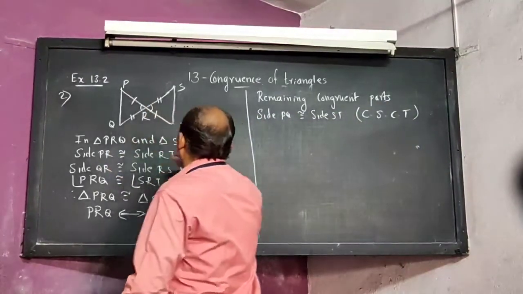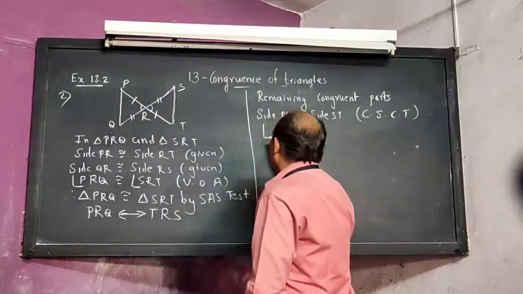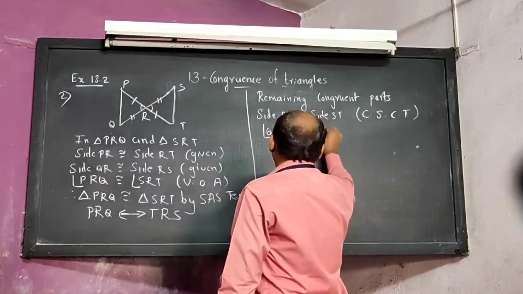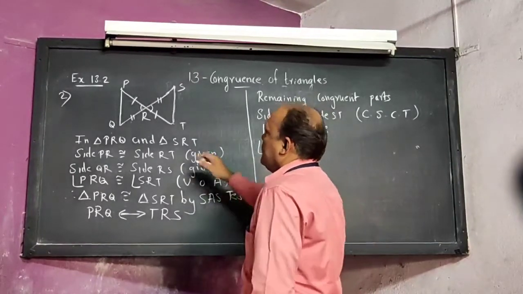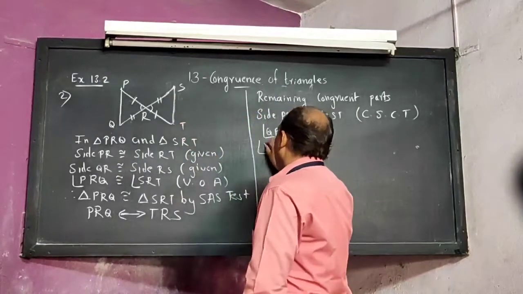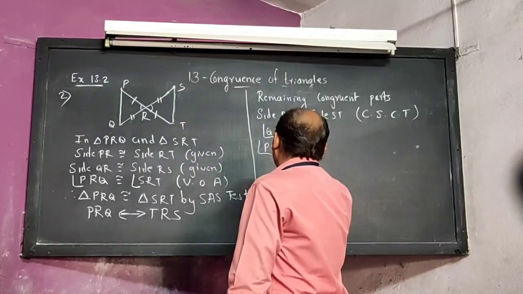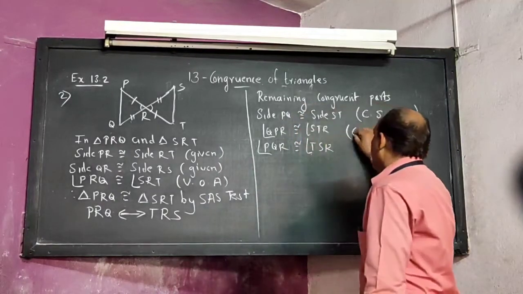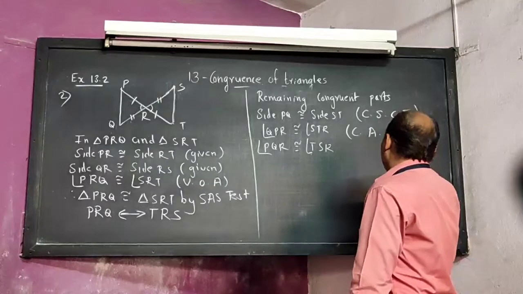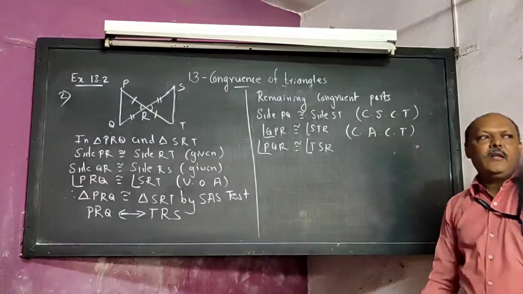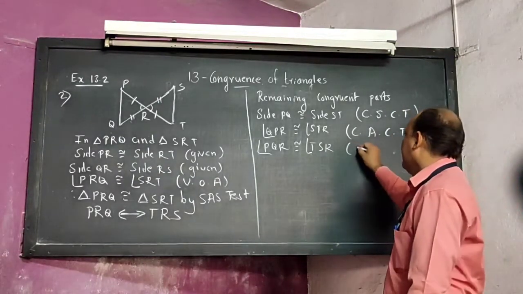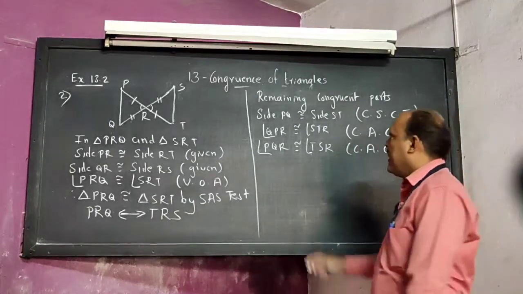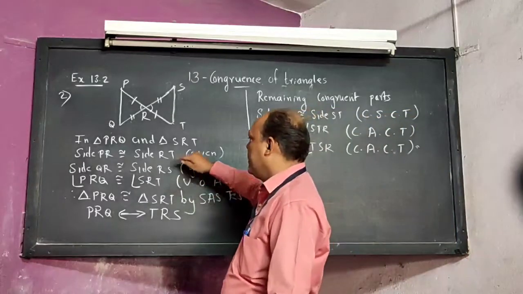Now angle T will be congruent to angle T. You can write in the alphabet, that is angle QPR congruent to angle SPR, and angle Q will be congruent to angle S. That is, TQR will be congruent to TSR. Both the reasons will be the same: corresponding angles of congruent triangles, CACT. Here also the reason will be the same: corresponding angles of congruent triangles.